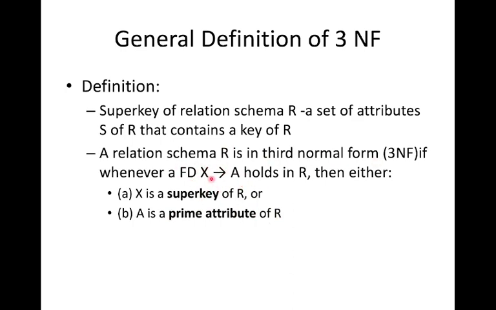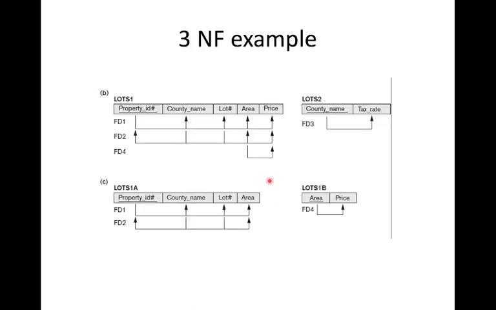We have to take every functional dependency X to A. X should be a superkey. If X is not a superkey, then at least A should be a prime attribute of R. Any one of these conditions should hold. Then only can we say that the table is in third normal form. So we will see an example.